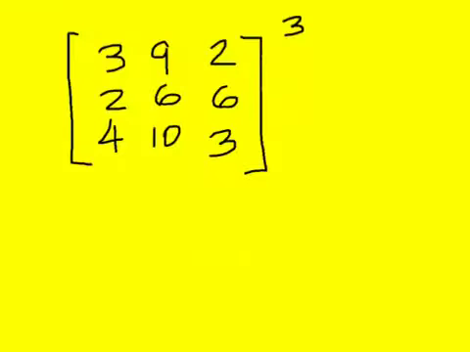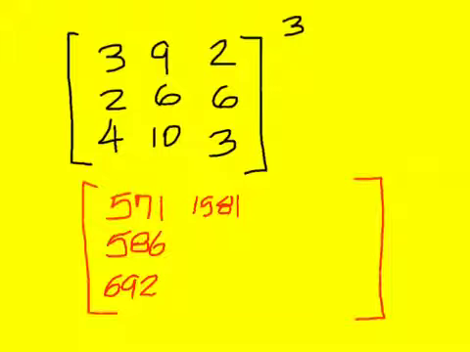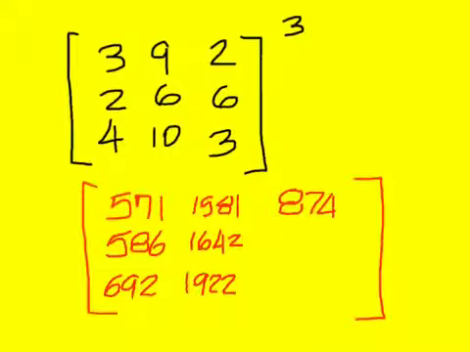Example problem number 2. All you have to do here is enter in this matrix and then square it. Or not square it, but cube it, yes. 571 for the first cell, and then going down that first column you should have 586, 692. And then in the second column, 1581, 1642, 1922. And then 874, 942, 1075.